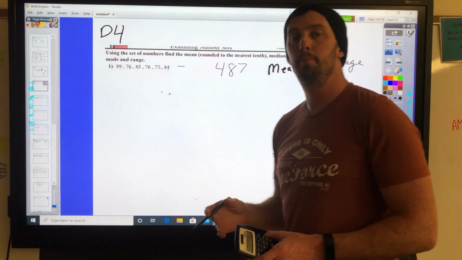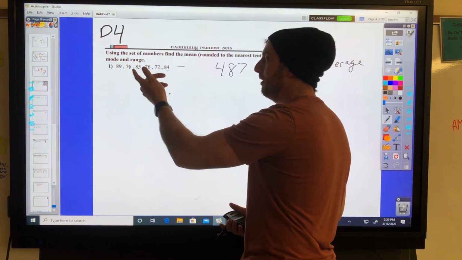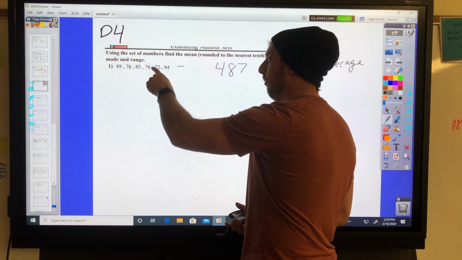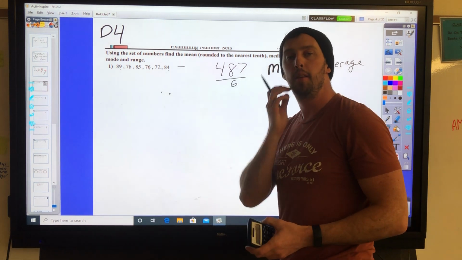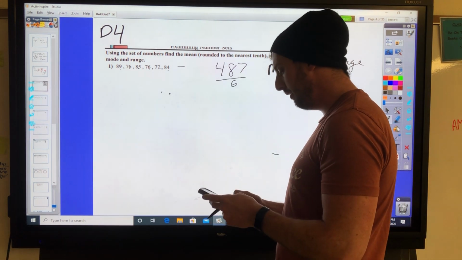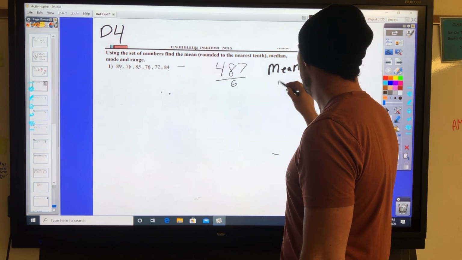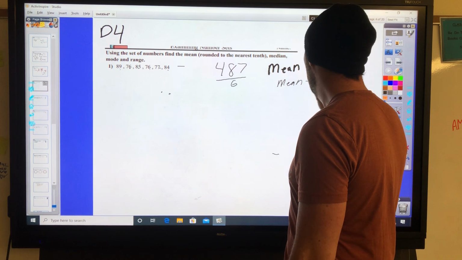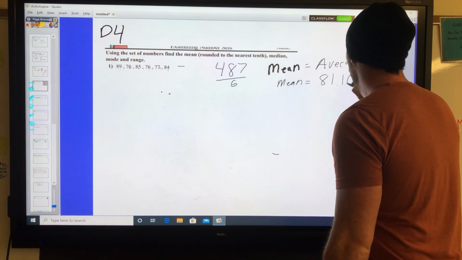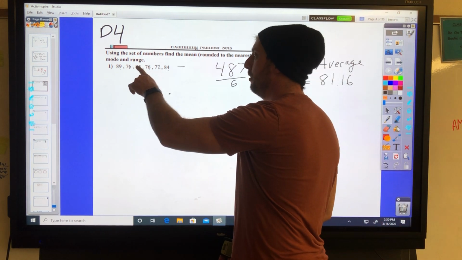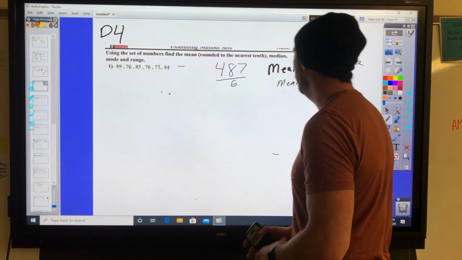But I'm not done there. I have to divide by the amount of numbers that are actually in this set. So 1, 2, 3, 4, 5, 6. So I have to divide by 6 in order to get the mean, or the average. So 487 divided by 6. You're left with the mean value of 81.16. Think of these as test grades. You have 6 test grades, and I want to find the average of all those grades. All right, so we're done there.